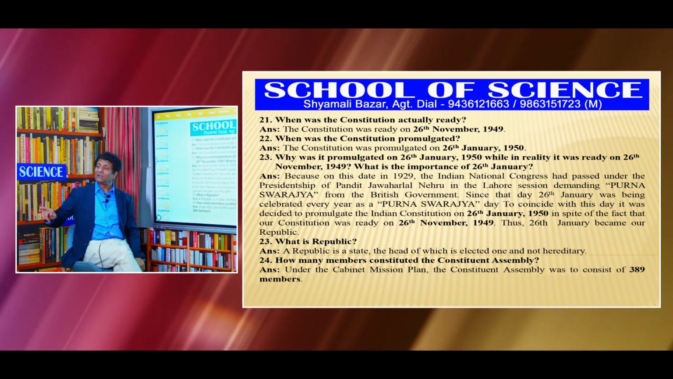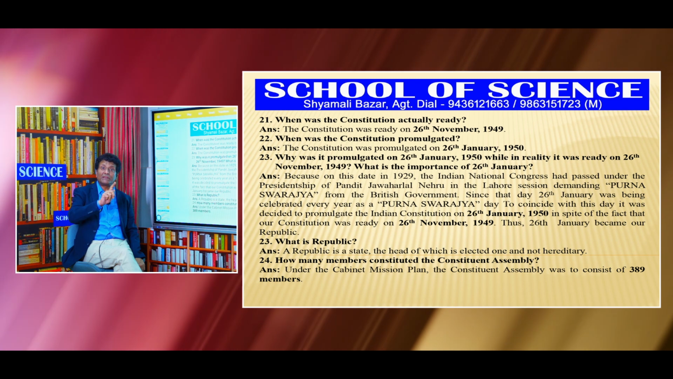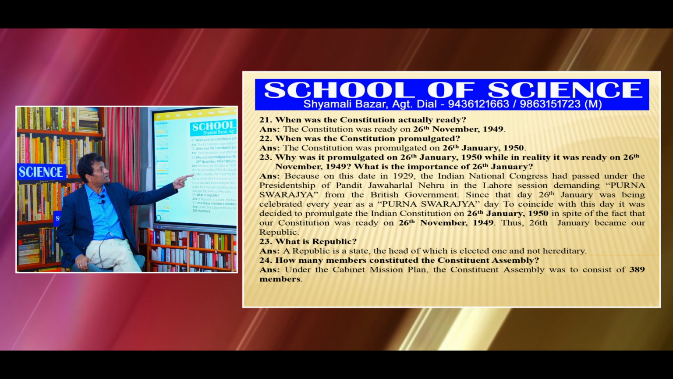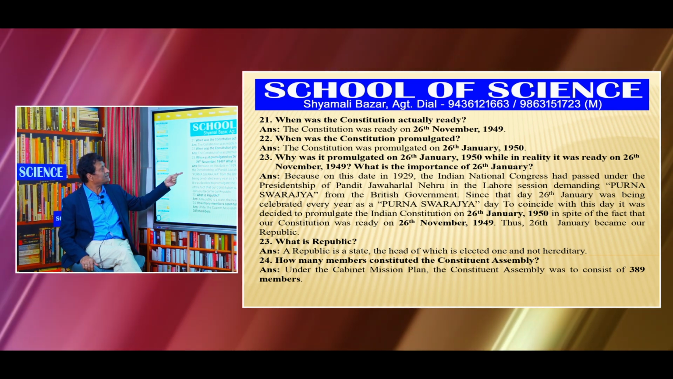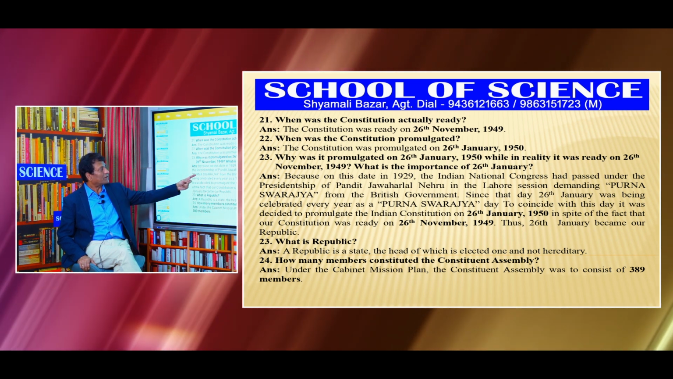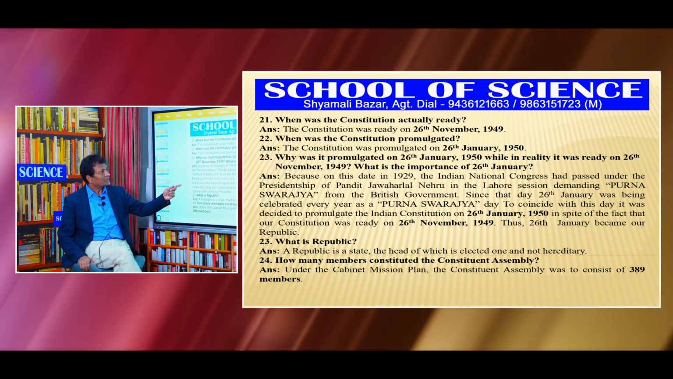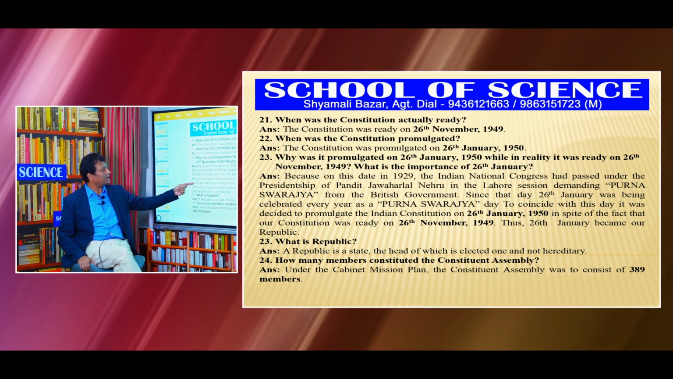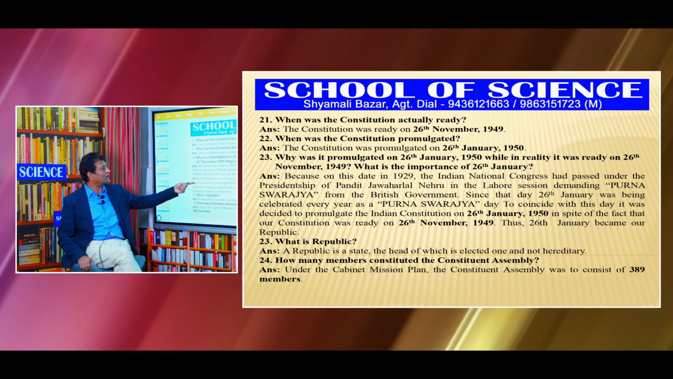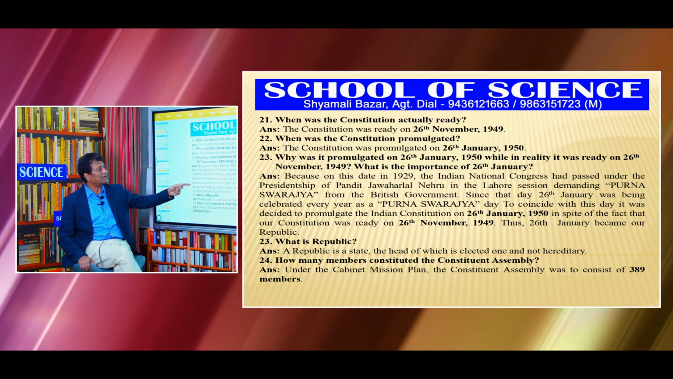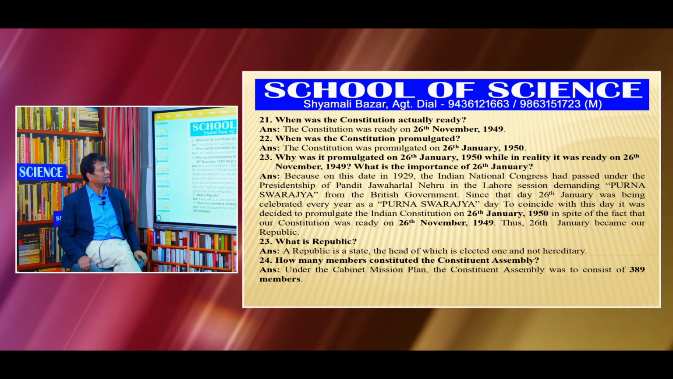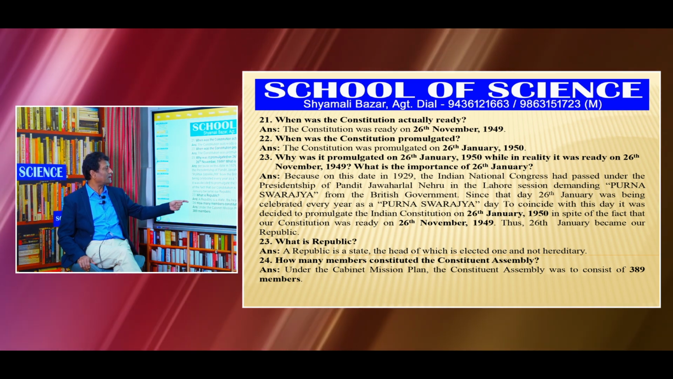Every one of us knows that 26 January is observed as Republic Day in India. The reason is that on this date in 1929 the Indian National Congress, under the presidency of Pandit Jawaharlal Nehru in the Lahore session, passed the demand for Purna Swaraj from the British government. Since that day, 26 January was being celebrated every year as Purna Swaraj Day. To coincide with this day, it was decided to promulgate the Indian Constitution on 26 January 1950, in spite of the fact that our Constitution was ready on 26 November 1949. Thus 26 January became our Republic Day.